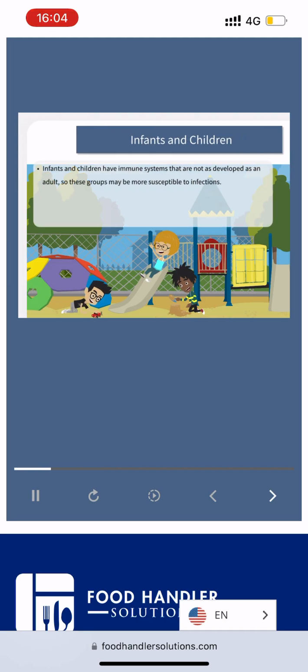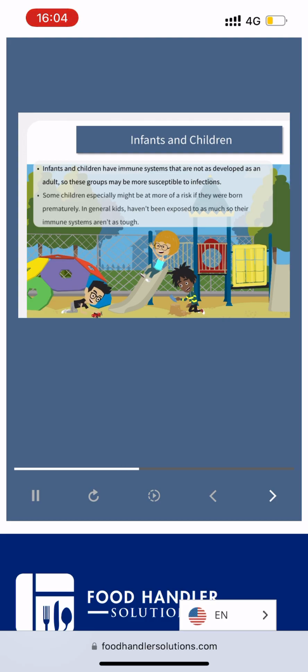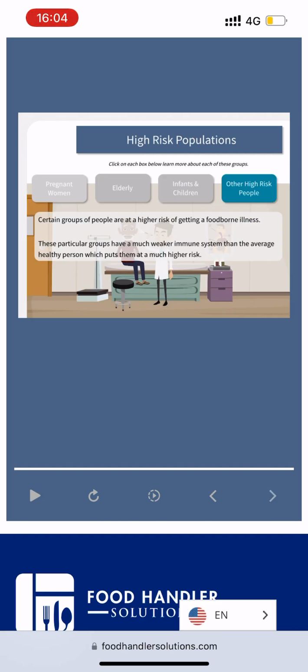Infants and children have immune systems that are not as developed as an adult, so these groups may be more susceptible to infections. Some children, especially, might be at more of a risk if they were born prematurely. In general, kids haven't been exposed to as much, so their immune systems aren't as tough. Let's take a closer look at these groups.